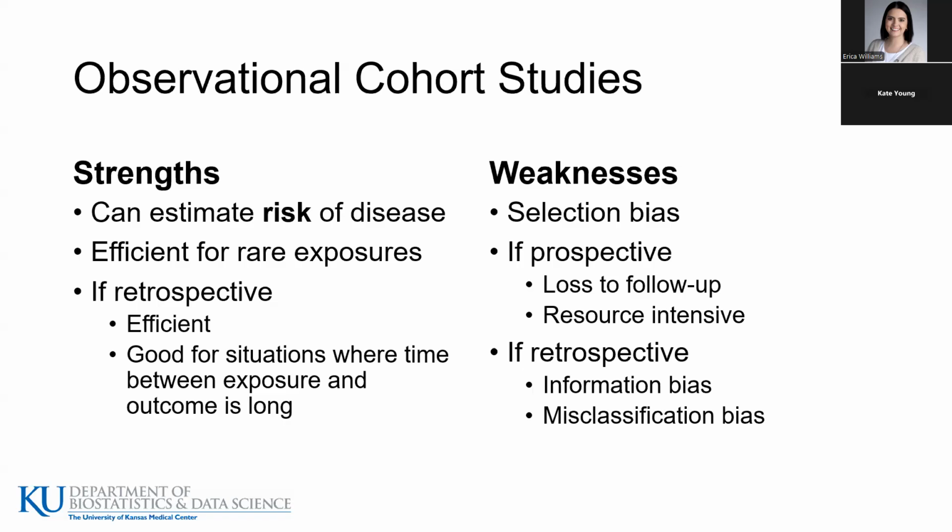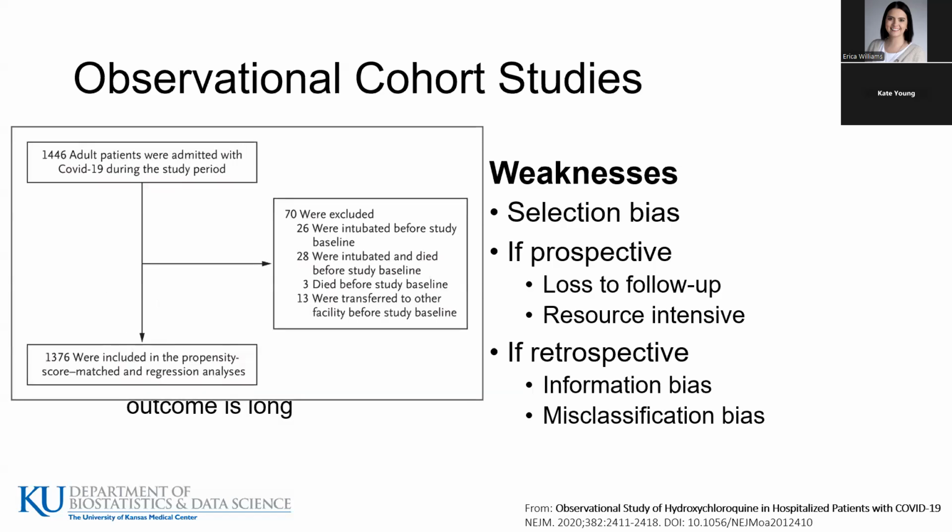Some strengths and weaknesses of observational cohort studies. Some strengths are that we can estimate the risk of the disease. It's efficient for rare exposures, and if retrospective, it's efficient. It's good for situations where the time between exposure and outcome is long. Some weaknesses are selection bias, loss to follow-up, being resource intensive, and retrospective information and misclassification bias.